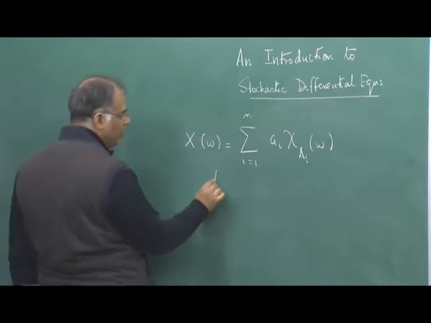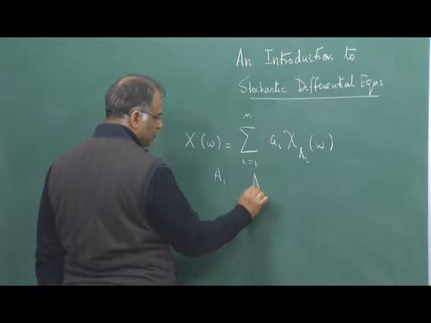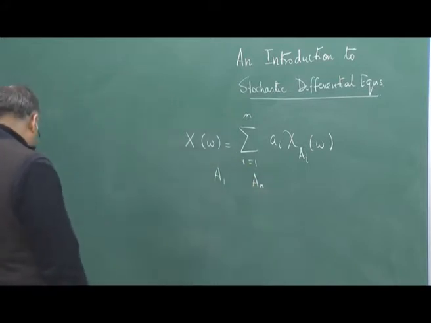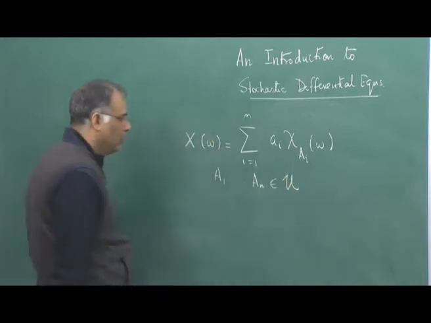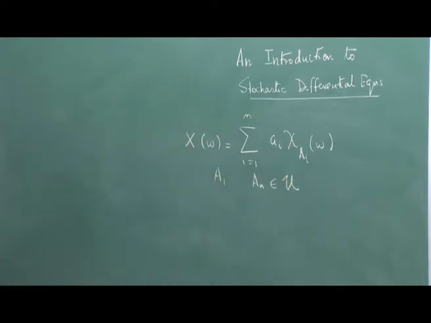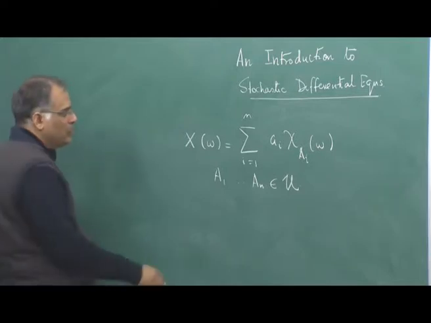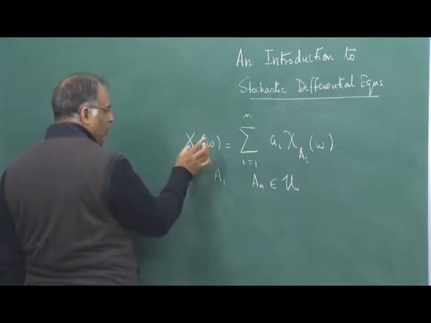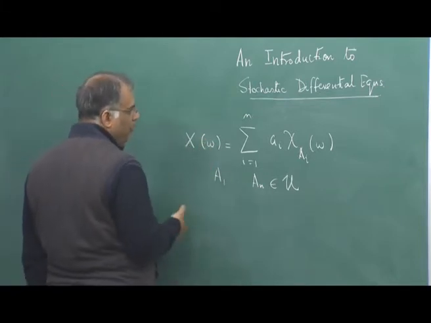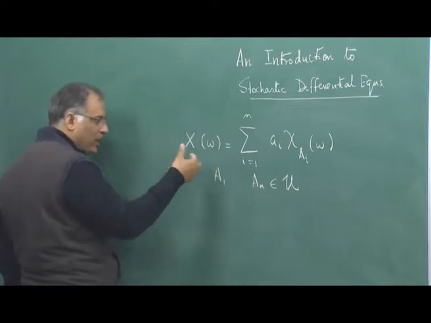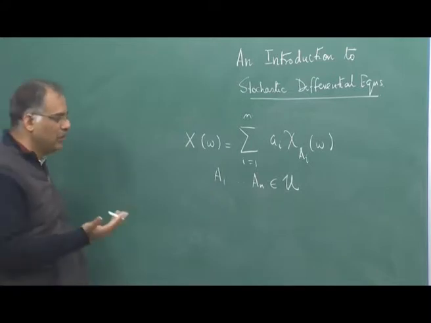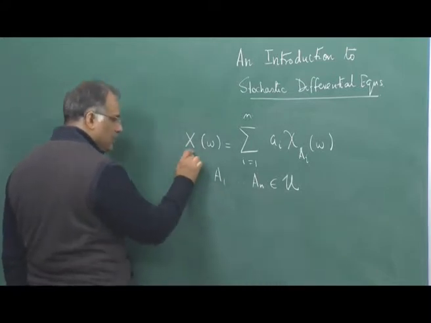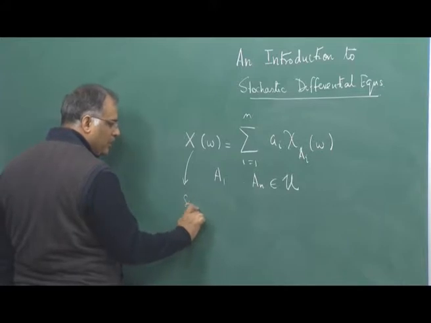So, you have some sets, say A1 to AN, all of these are in U. Of course, it will completely make sense that this is actually only non-zero if you take the union of the AIs and take omega from there; then it will always give you one of the AIs, otherwise it will become 0. So, this sort of function, this sort of random variable, is sometimes called a simple function.